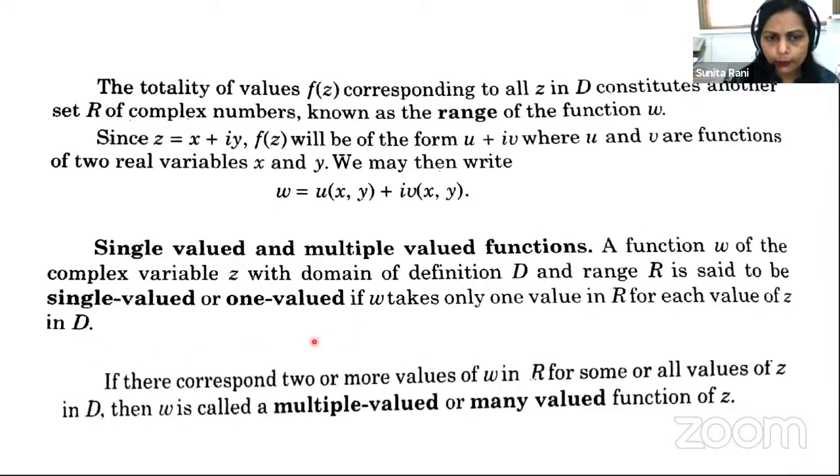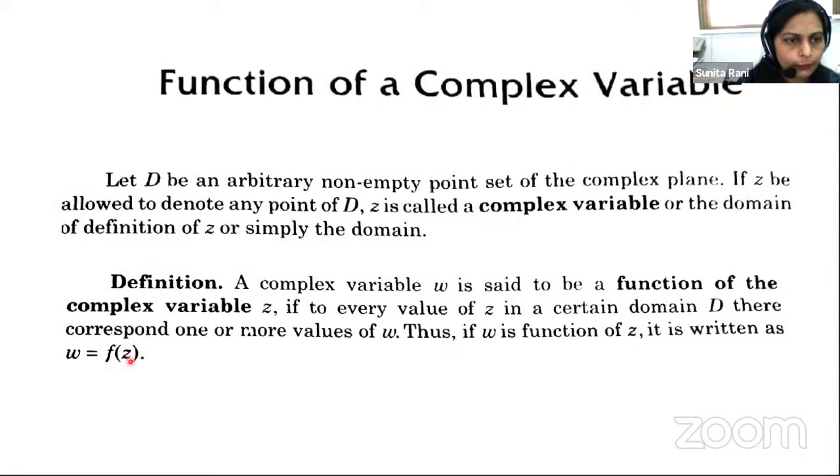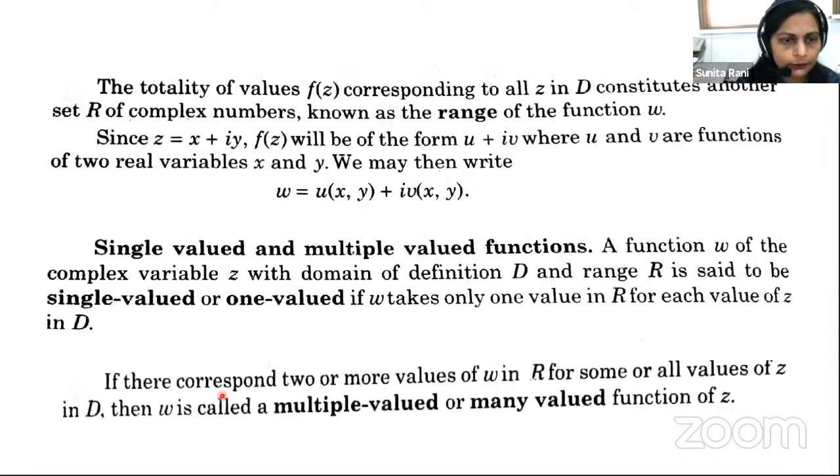Single valued: if W takes two or more values for some or all values of Z, then we can say this function is multi-valued. If Z has some or many values, for all the values or some values, W has two or more values, not a single value. If W has different values, then we can say that the function is a multi-valued function.